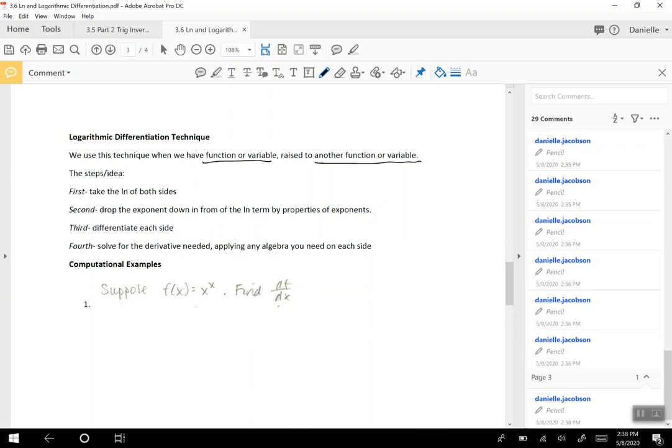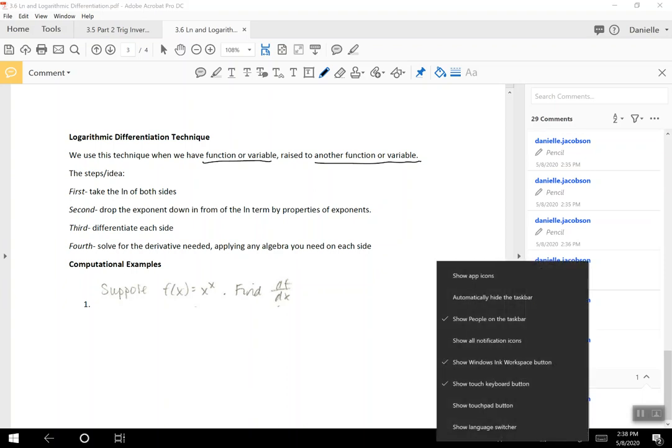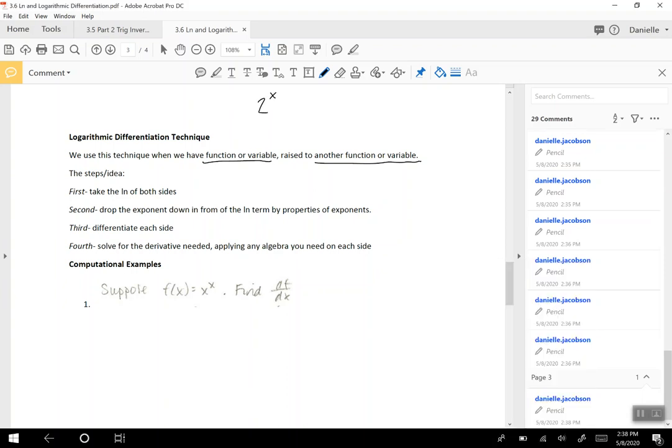Thinking back to what we've done, if I have a constant raised to a value, or a constant raised to a variable, or a variable raised to a constant, I know I can use exponential differentiation, or the power rule in the second case. This is a little bit different. So what you first have to do is recognize if you have a variable to a variable, or a variable to a function, or vice versa, a function to a variable, a function to another function. That clues you in that you're going to use this technique.